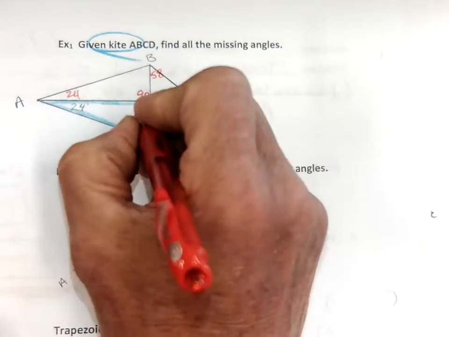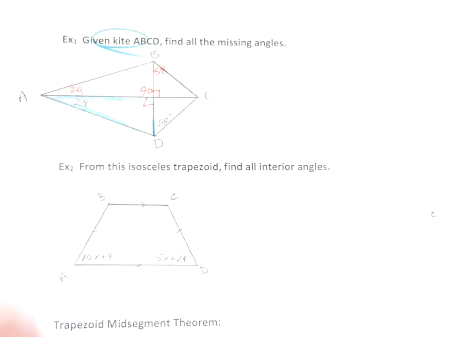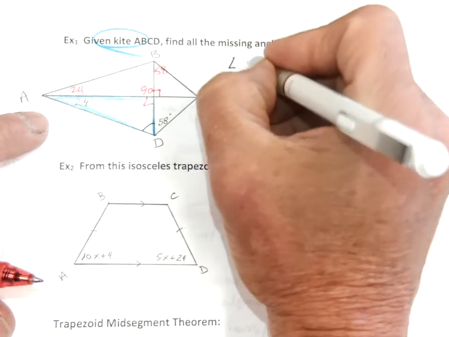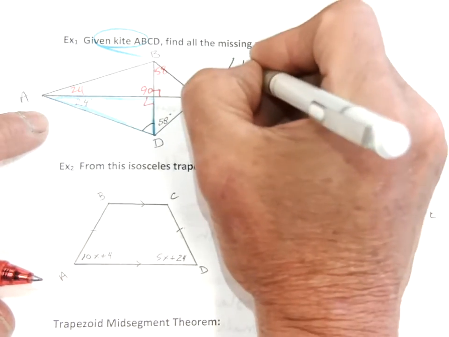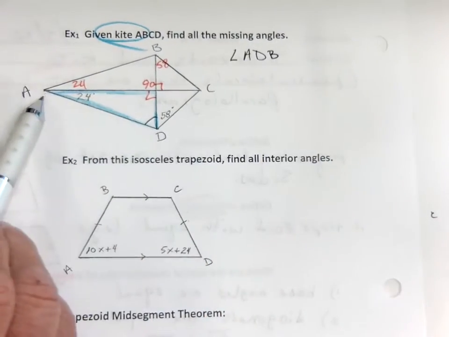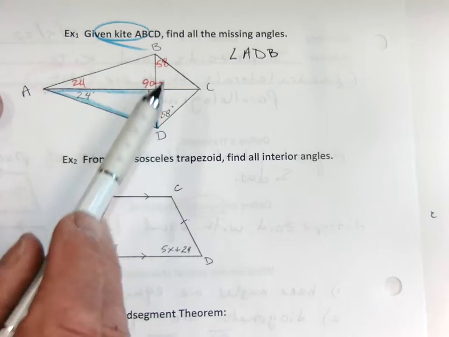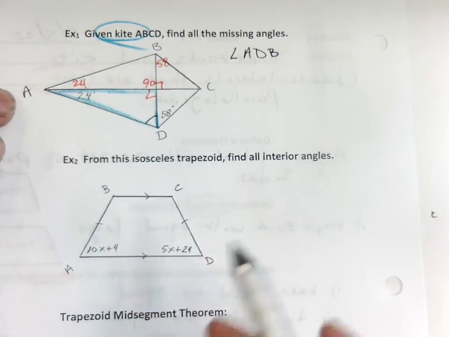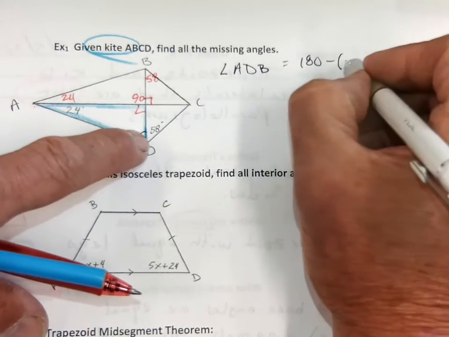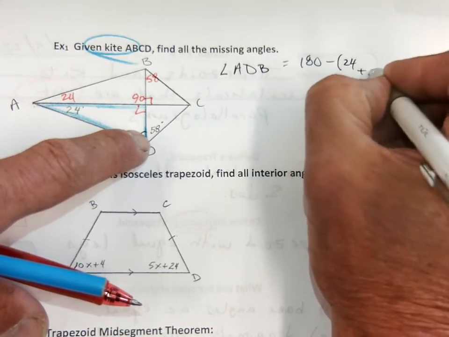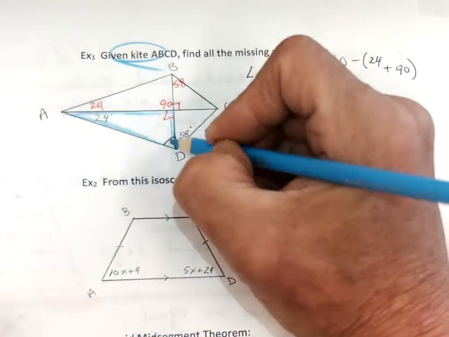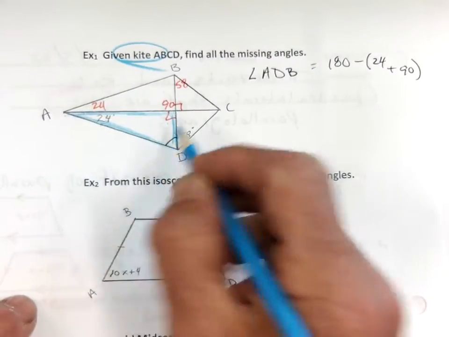and I know that's 90, I could probably find this angle here. I could find angle ADB. Watch. I can find that angle, right? Just looking at the blue triangle, I know 180, so I can go 180 degrees minus the 24 plus the 90. Does that make sense? I've got my blue triangle. I know a triangle is 180 degrees. So if I add 90 and 24 and subtract it from 180, I should get that angle, okay?